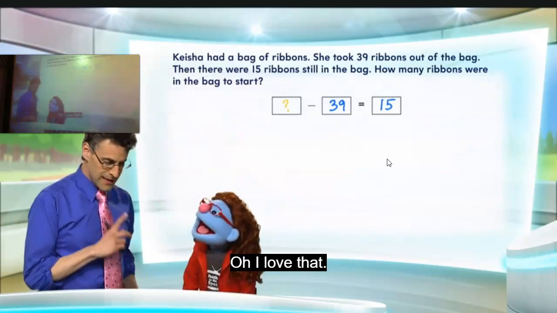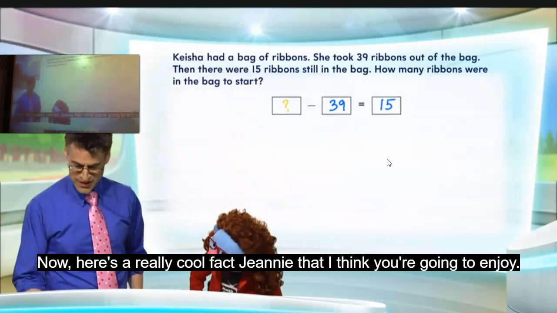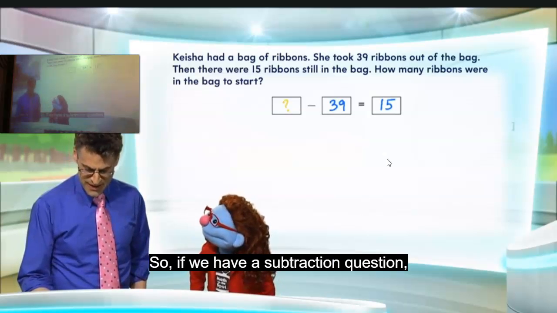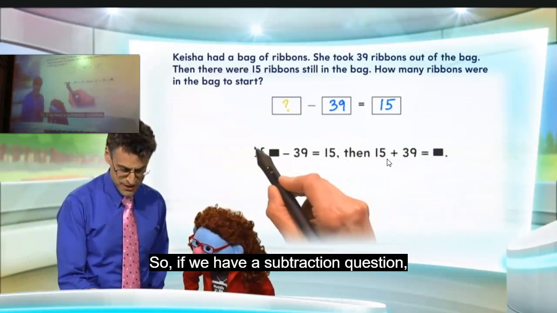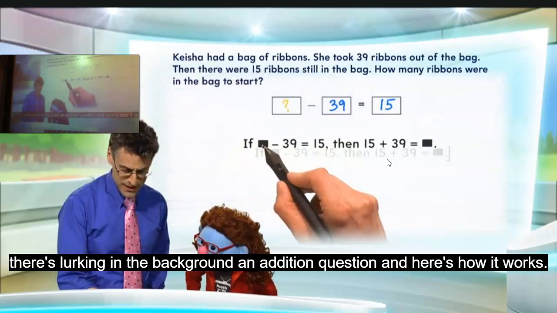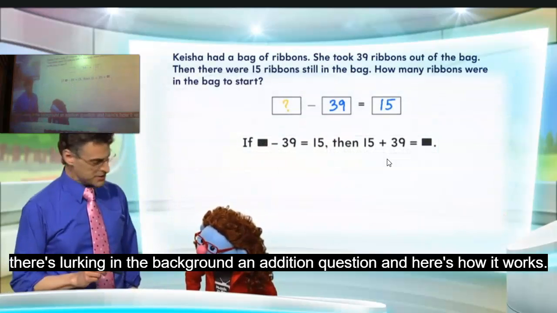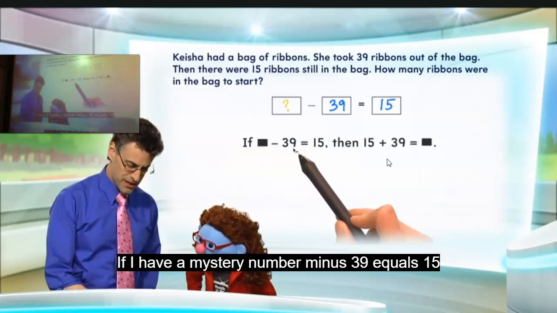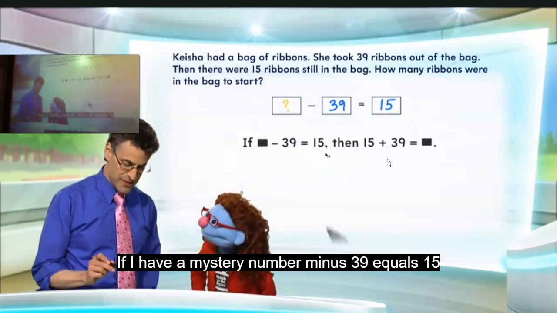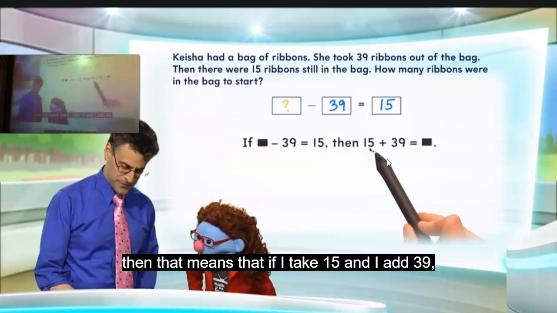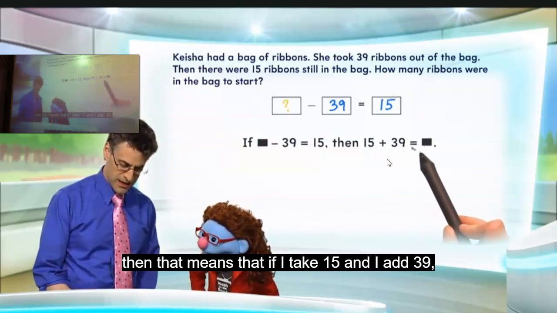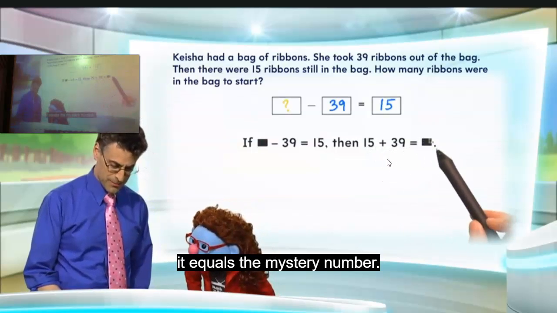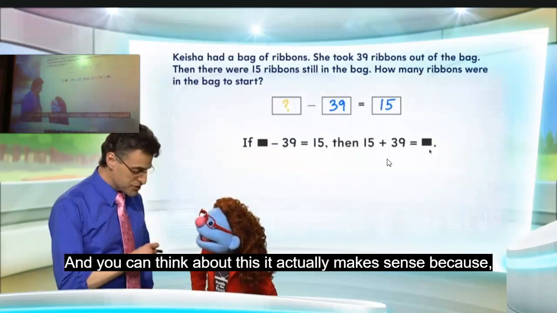Ooh, I love that. Now here's a really cool fact, Jeannie, that I think you're going to enjoy. If we have a subtraction question, there's lurking in the background an addition question. And here's how it works. If I have a mystery number minus 39 equals 15, then that means that if I take 15 and add 39, it equals the mystery number. Wow. It actually makes sense.